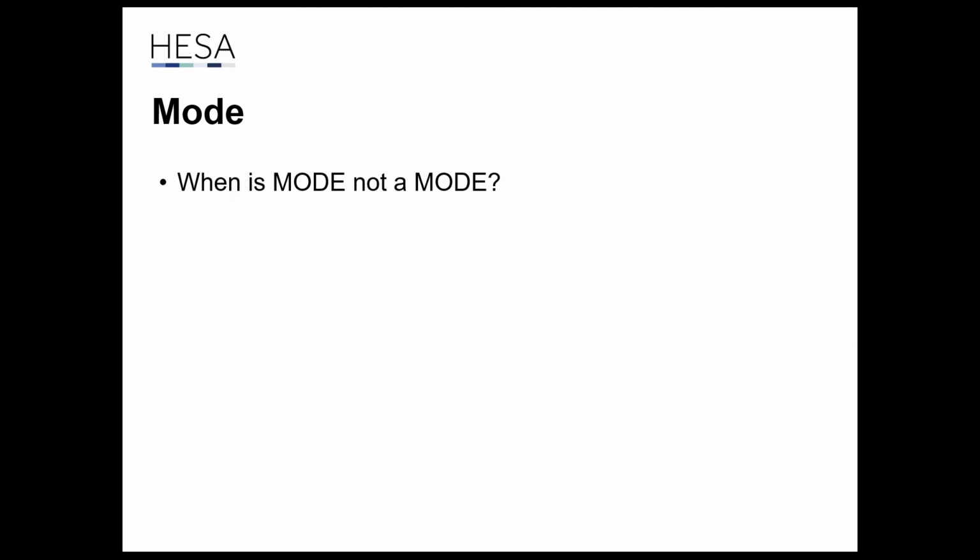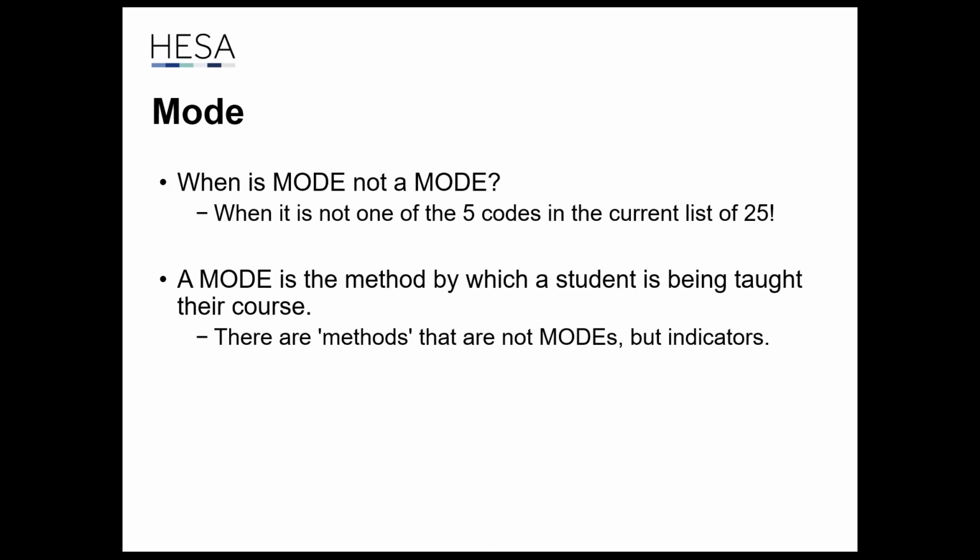So when is mode not a mode? Currently in the student and the student alternative list, there are lots of codes that we wouldn't really consider modes. So what we've done in data features is reduce that list to things that are only mode. So it's the method that the student is actually being taught their course. It's not some of the other stuff that's ended up in that field that perhaps isn't a mode.